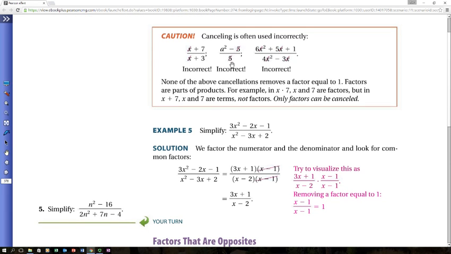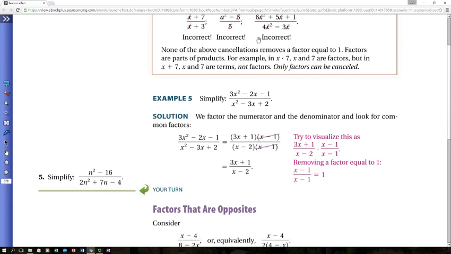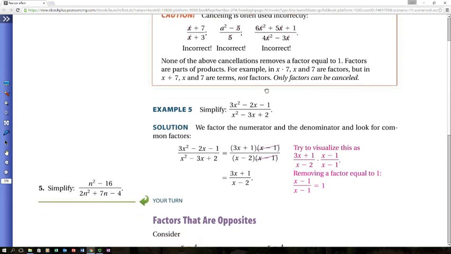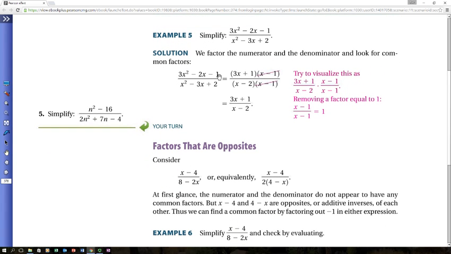If you're not sure, or even if you are sure, I would check these things to go this way, where they're just basically showing us a few ways that you see incorrect simplifications. And example 5 here is probably the more complex.